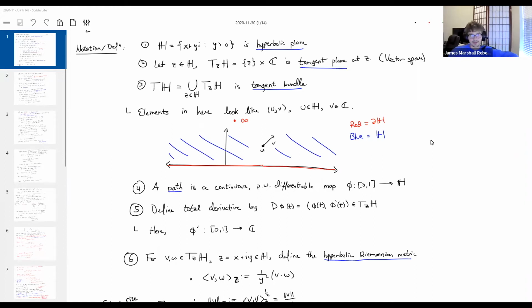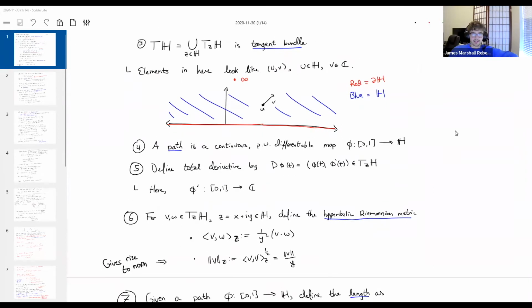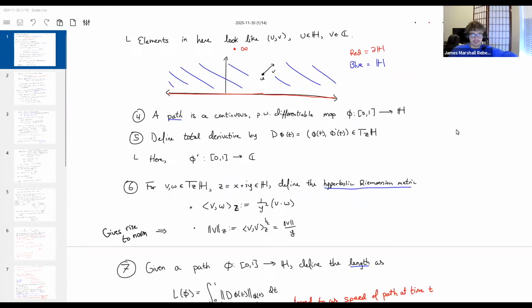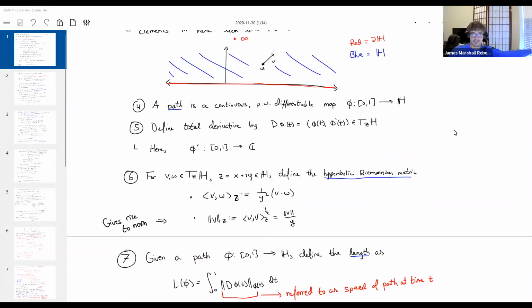Part of what we'll be doing is looking at group actions on the hyperbolic plane, and in particular on the tangent bundle. We'll be using that in order to define the geodesic flow. But what actually makes the hyperbolic plane special is the Riemannian metric, so we have to recall a little bit of Riemannian geometry.